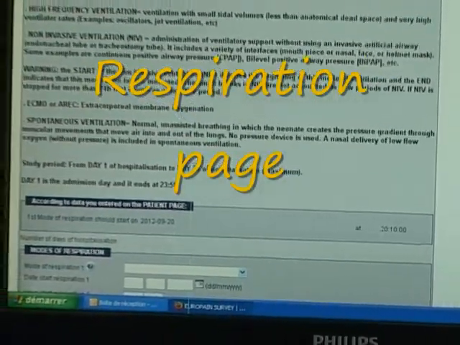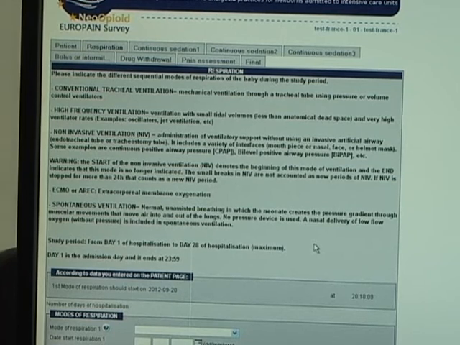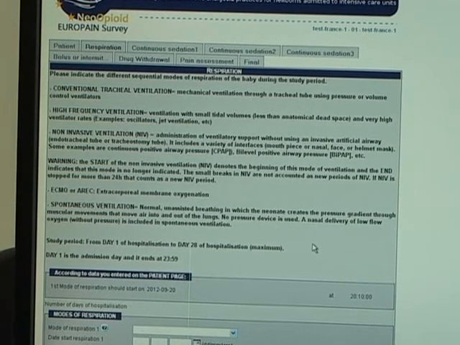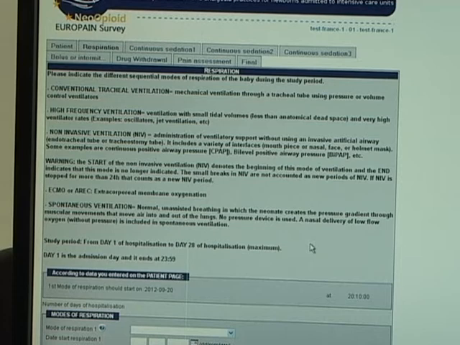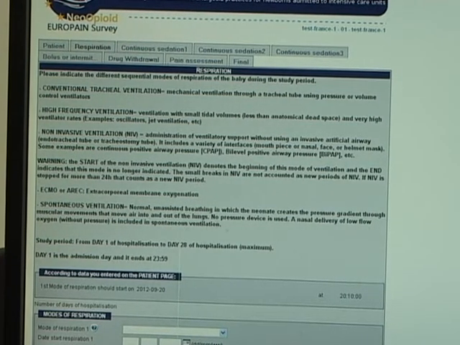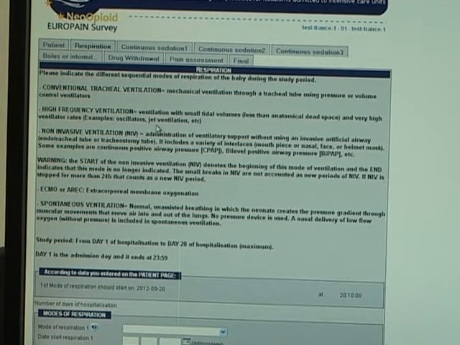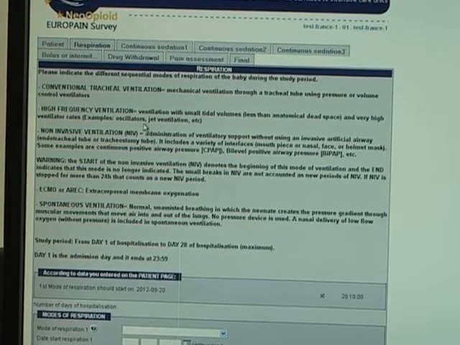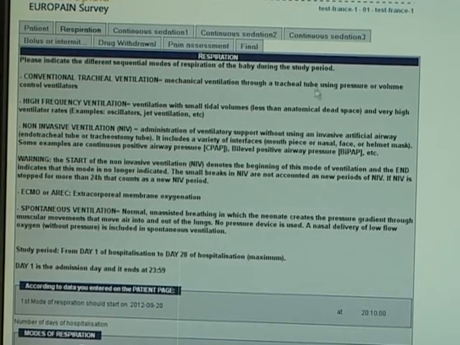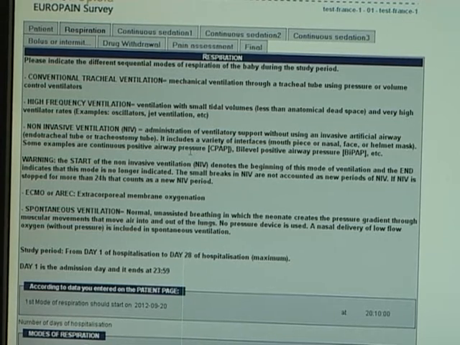The page on respiration is intended to collect information about the different modes of respiration of the baby. So that's why you have the different options that are already prepared. So you can have a patient in conventional tracheal ventilation, and the definition is written here, or the high-frequency ventilation, or non-invasive ventilation.